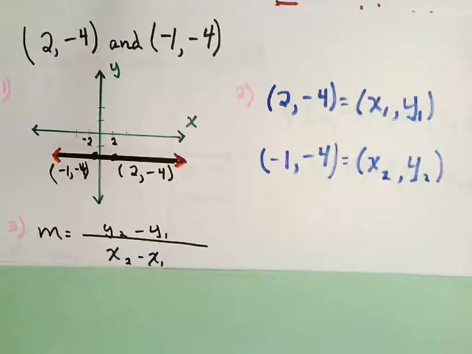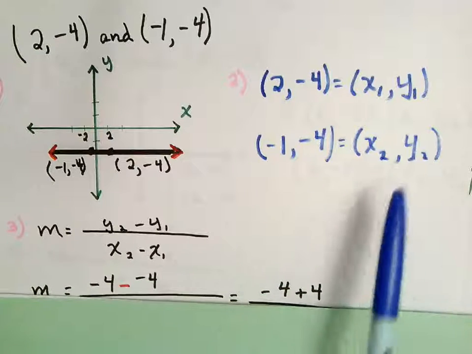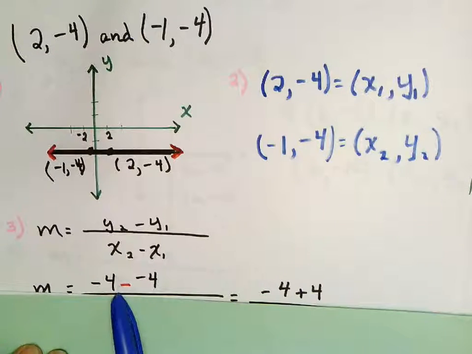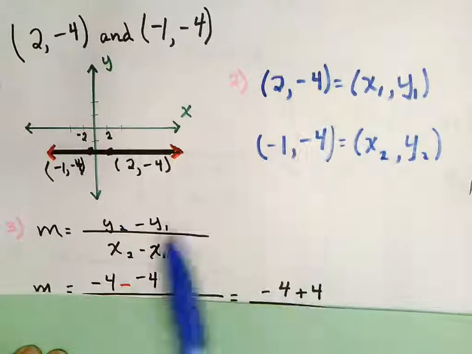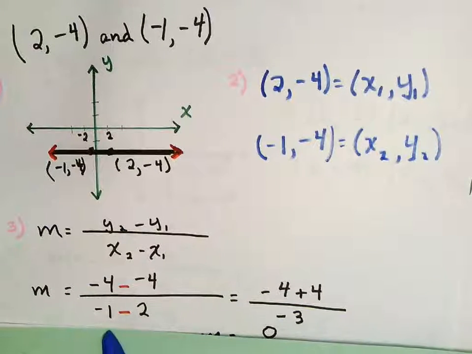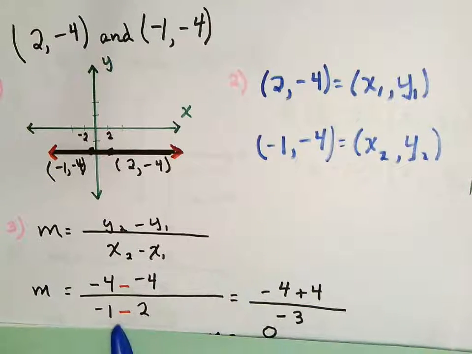We're going to use our slope formula to do our substitution. Y sub 2 is -4. Immediately put our minus sign. Y sub 1 is -4. X sub 2 is -1. Minus, put the minus sign. X sub 1 is 2.